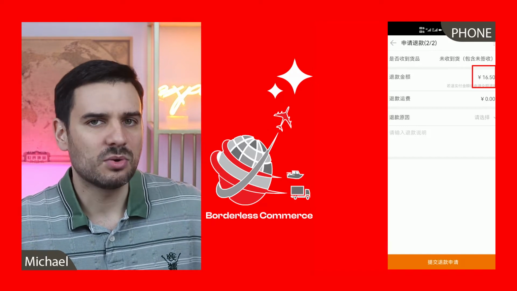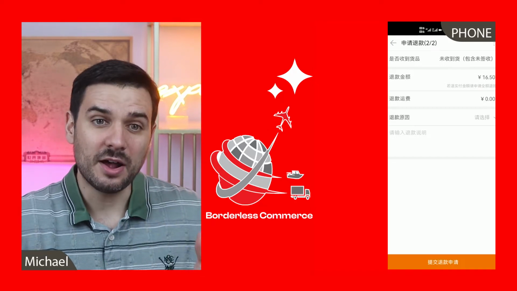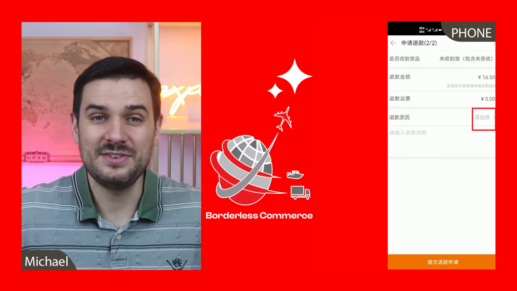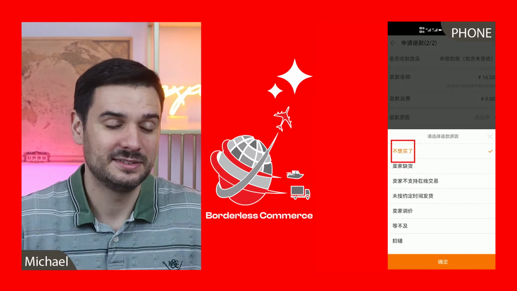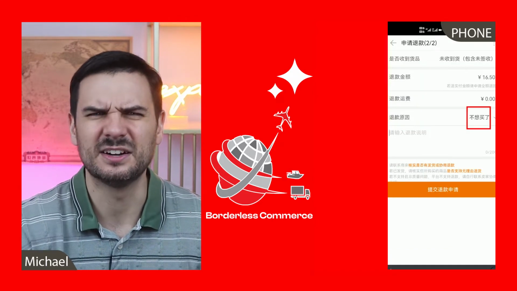You will need to put the total cost of the product that you paid for. Don't put more because it'll deny it. And it should automatically by default include the shipping you paid as well as the product price. Then you have to select the reason why you want the refund. Just as a default answer, just say I don't want to buy it, which is this option right here.